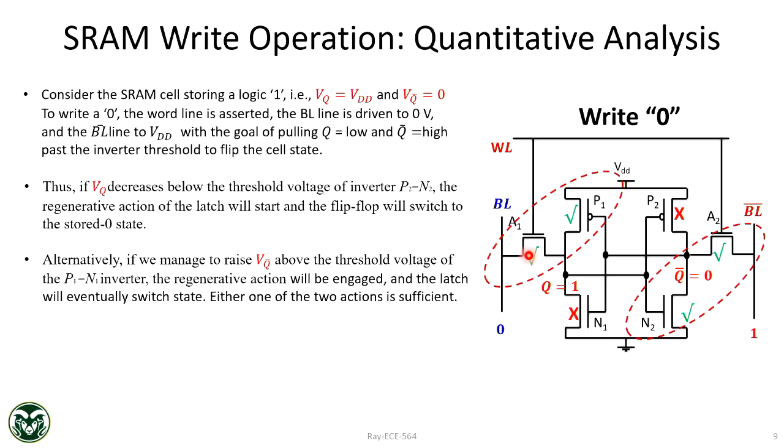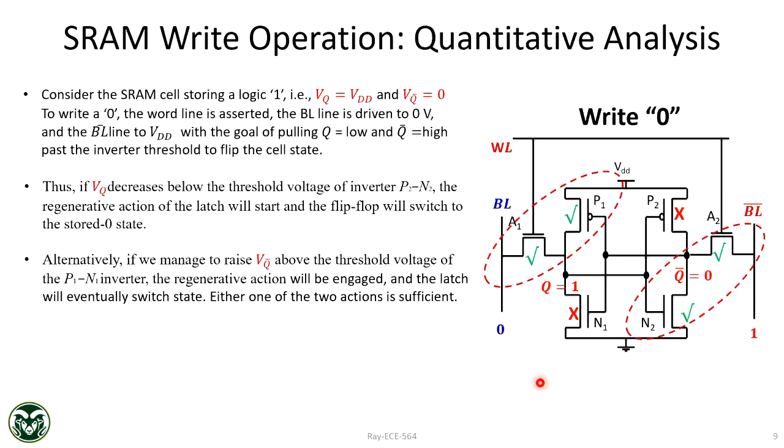So at equilibrium, what do you think? Which one will be in saturation? Both are on. Both saturation, both triode, or one triode and one saturation? Which one do you think? Let's talk about which one will be in saturation. P1 will be in saturation. A1 will be in triode, or linear.